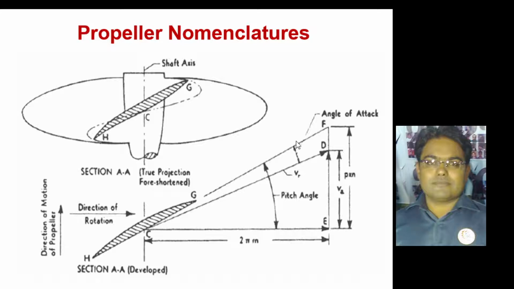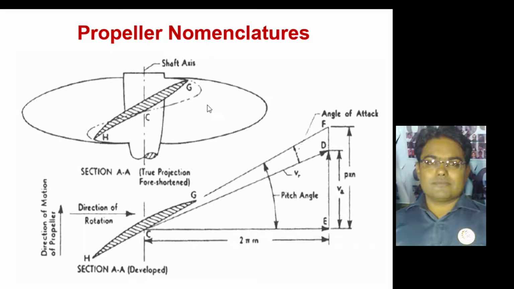The angle between the chord line and the relative wind is called angle of attack. As I said, these blades are attached to the hub at a certain angle, which is basically called the pitch angle. This is the plane parallel to the hub, and this is the inclination by which your blade is attached. So the angle between the direction of rotation and the chord of an airfoil is called pitch angle, and this is basically making a circle.